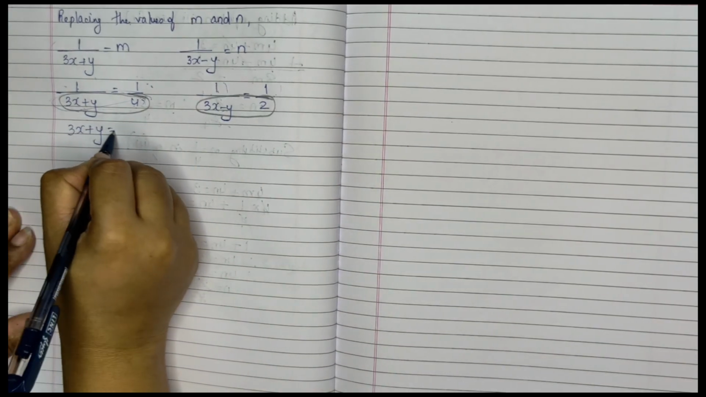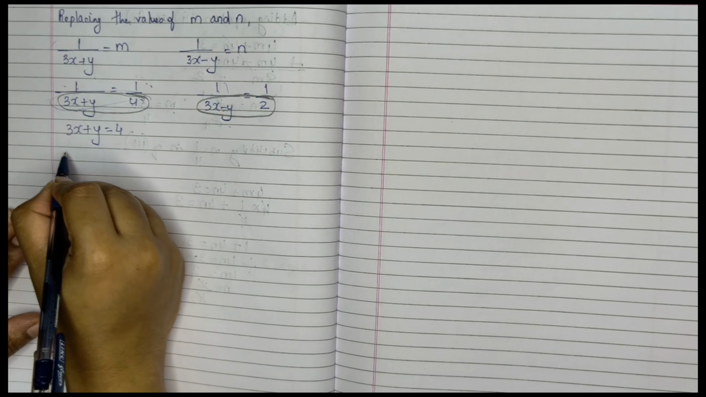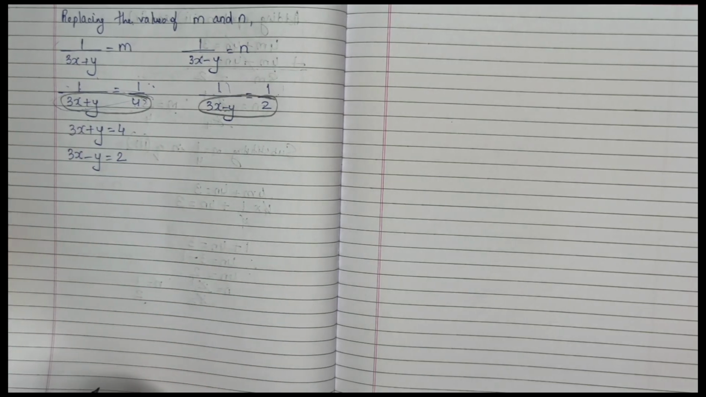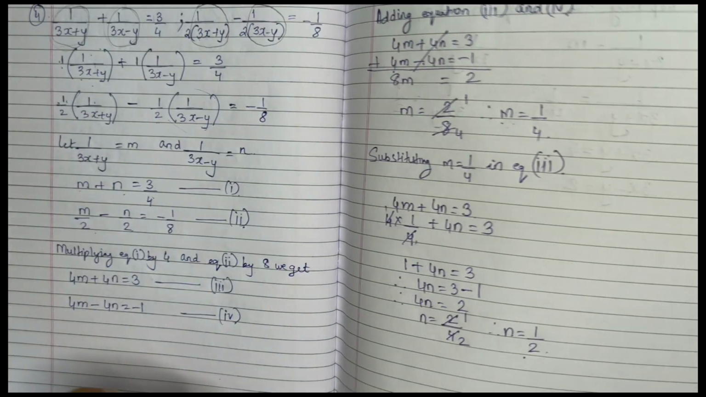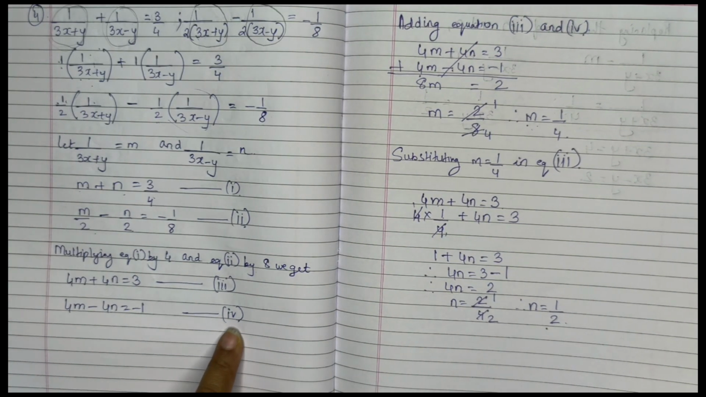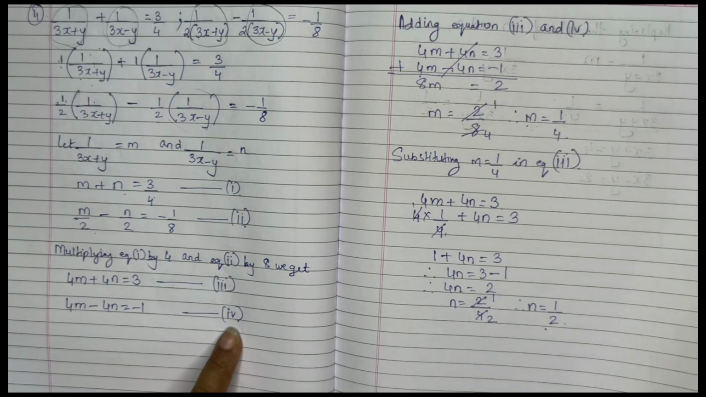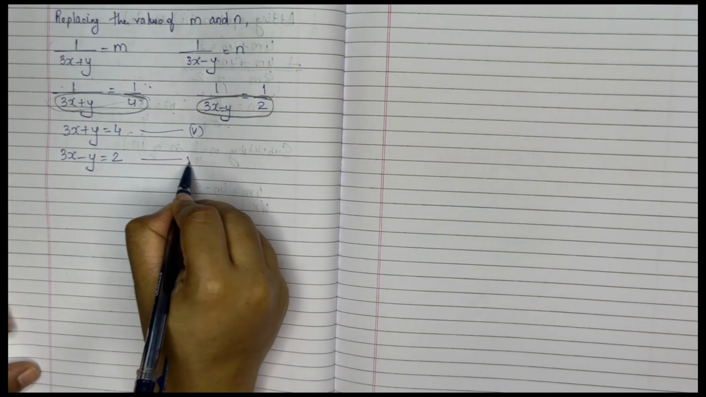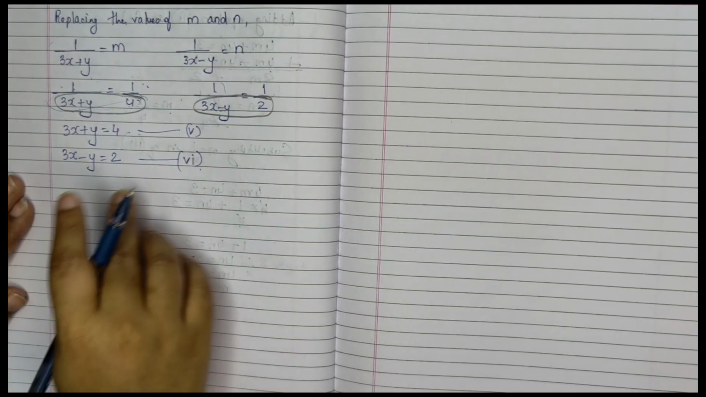Okay, so we will write that 3x plus y is equal to 4 and 3x minus y is equal to 2. These are the two new equations we got. The last equation was equation 4, so this will be our equation 5 and 6. Okay, equation 5 and 6.